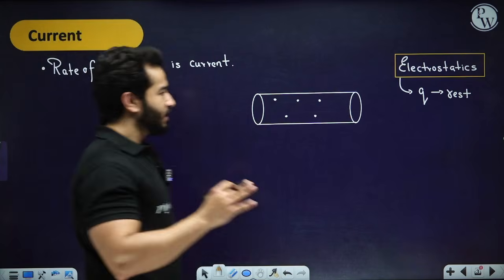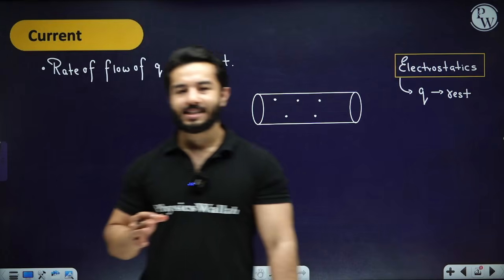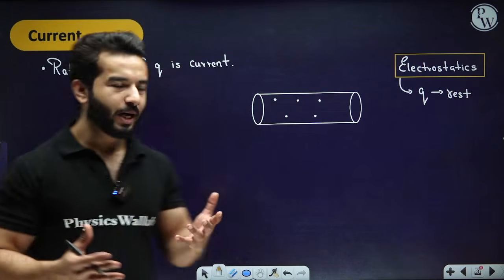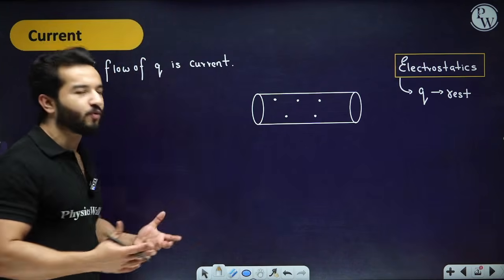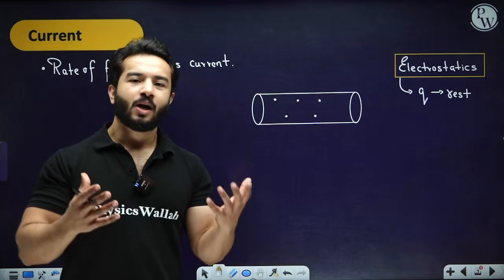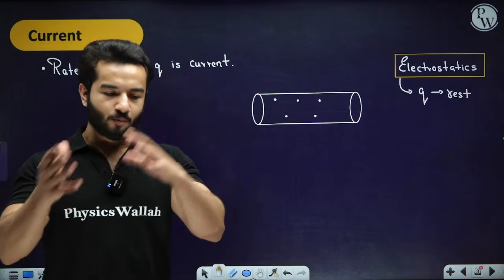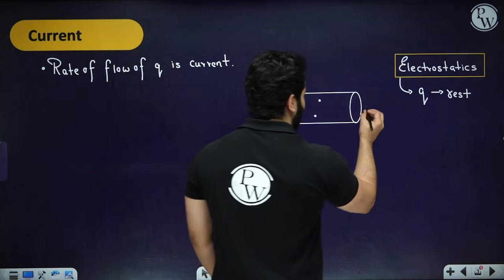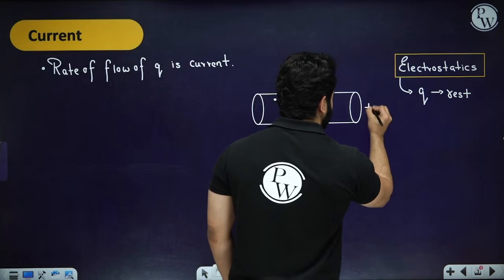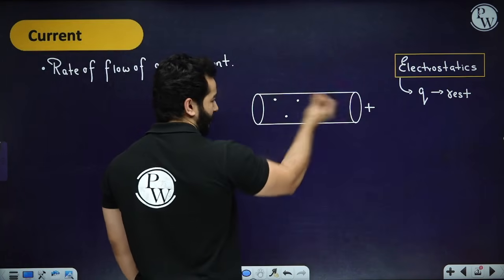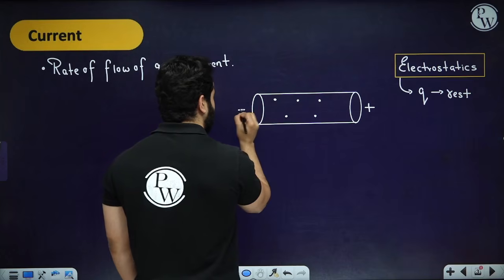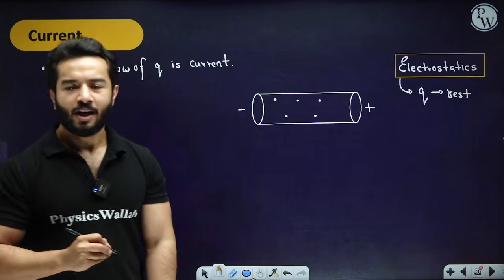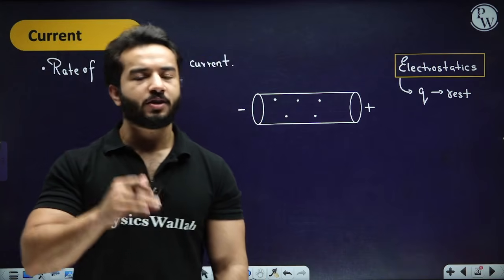Now the first question is, why do charges move, right? Why do charges flow? What makes these charges move from one place to another place? So the answer for that is potential difference. Let's suppose that this side is having positive potential, this side is having a negative potential, right? So because of potential difference, charges move.